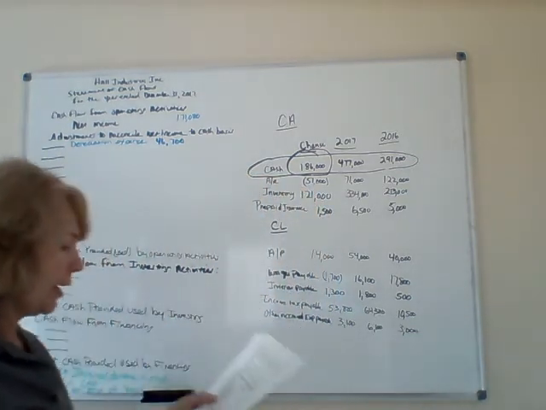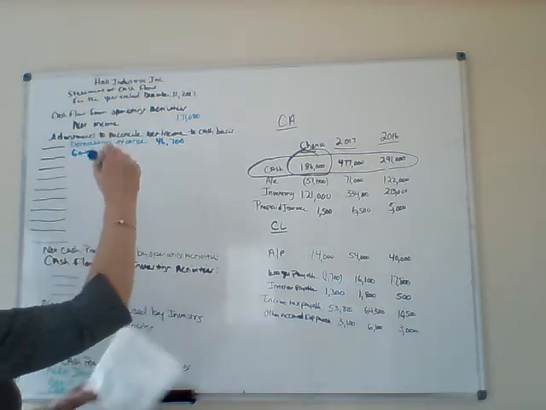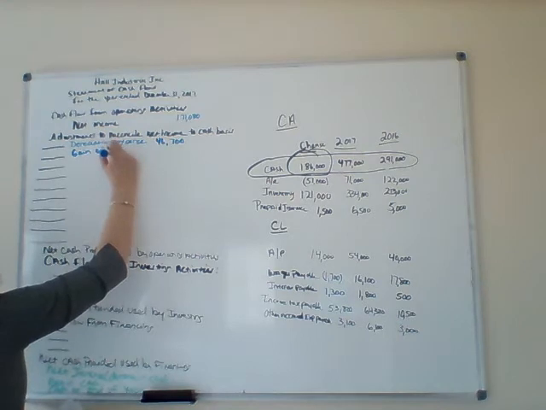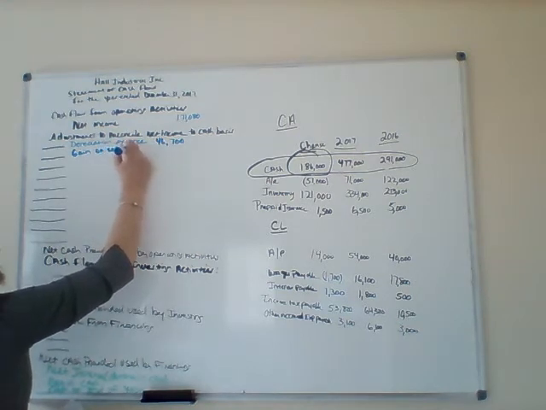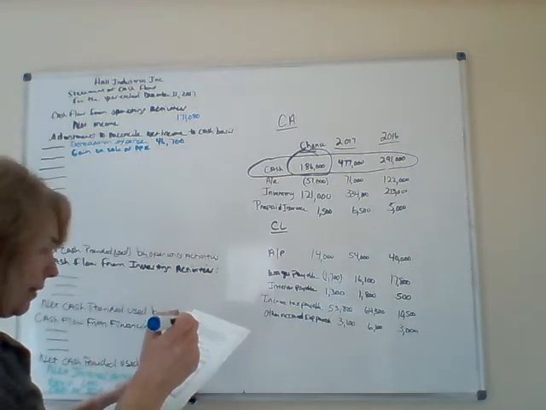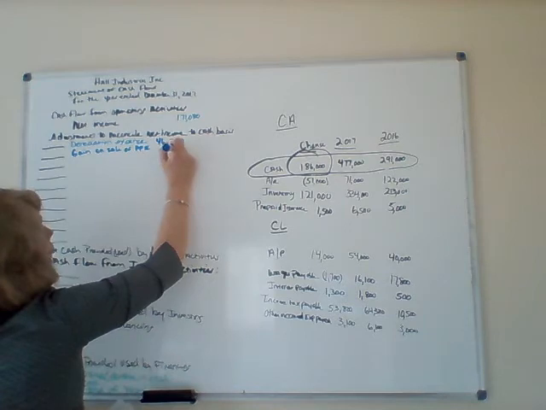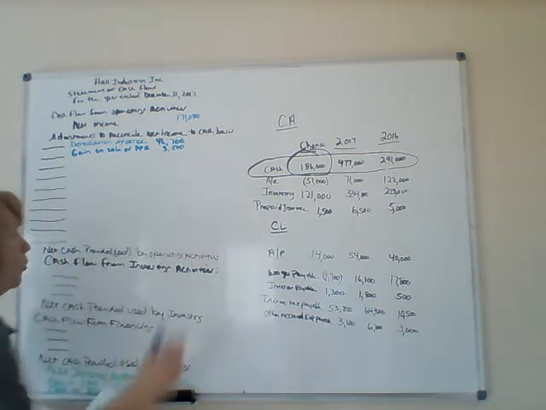So I go over here and I put gain on sale of PP&E. Okay, I'm going to add that back in, and that is $3,500. Don't forget that, or you'll come out wrong.